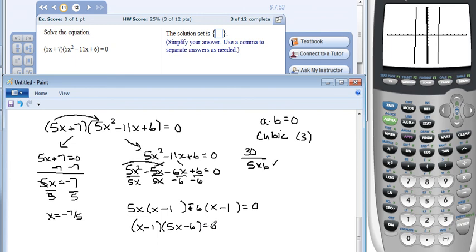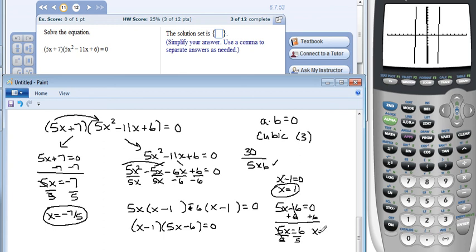So on this one, I can say that either this or this is equal to 0. So I can say either x minus 1 is equal to 0, so x is equal to 1. So okay, here's one solution. Here's another. Or I can say 5x minus 6 is equal to 0. And I can solve this one. So we have 5x is equal to 6. And then I would divide through by 5. So x is equal to 6/5. There's your third.